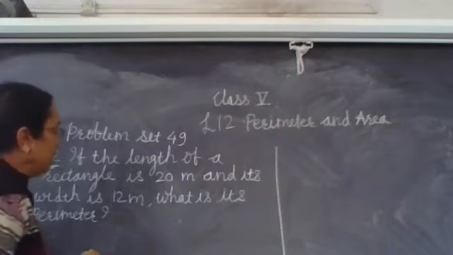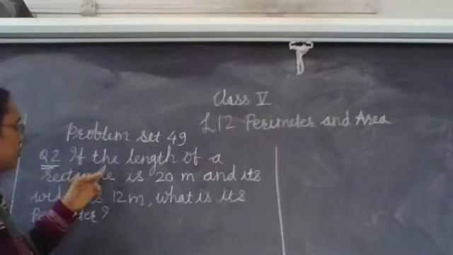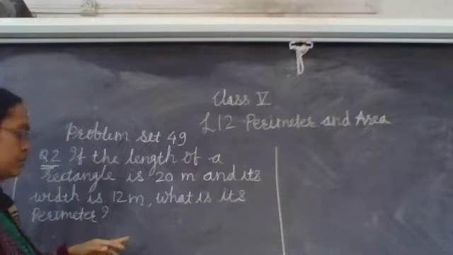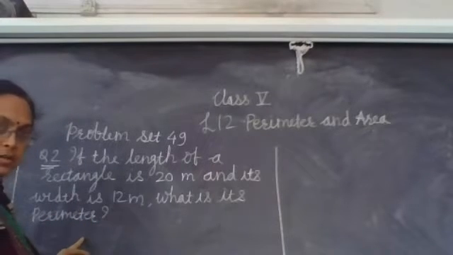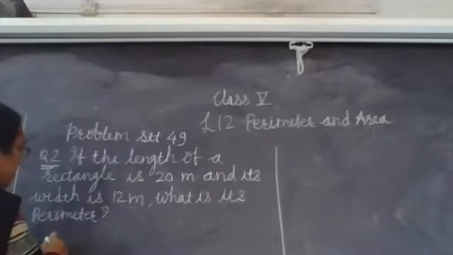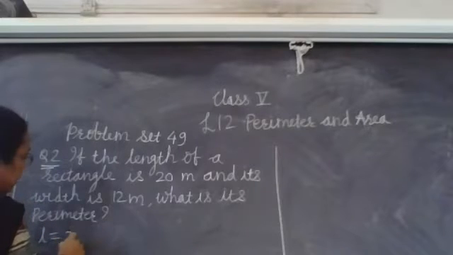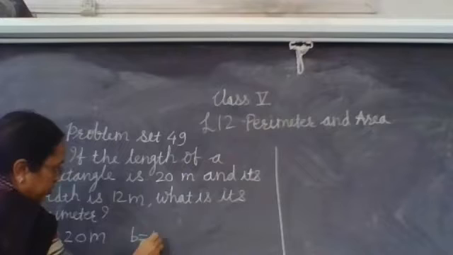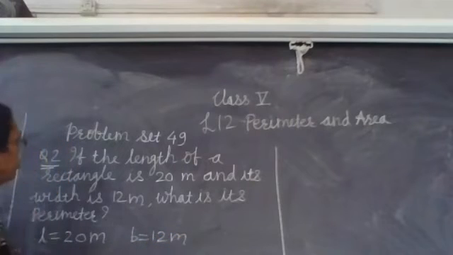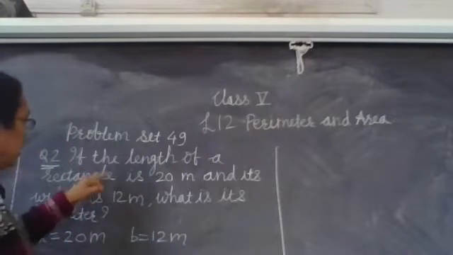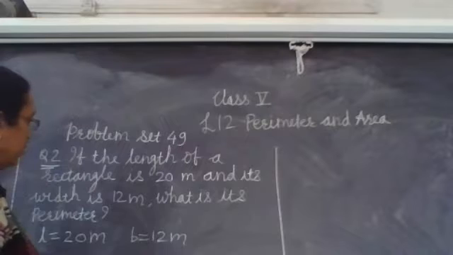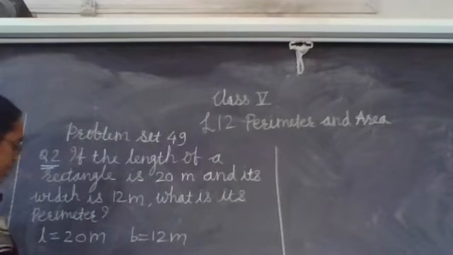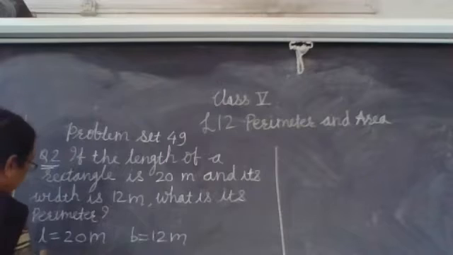Here, in this question, it is given: if the length of a rectangle is 20 meter and its width is 12 meter, what is its perimeter? So what is given? Let us write down. Length is 20 meter and width is 12 meter. And we have to find out its perimeter. It is so simple that we have to use the perimeter formula.